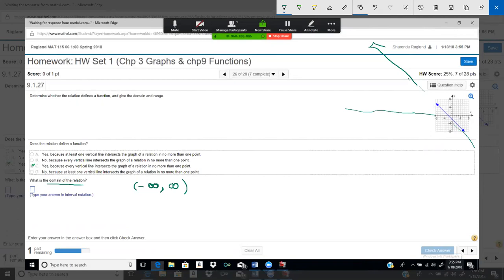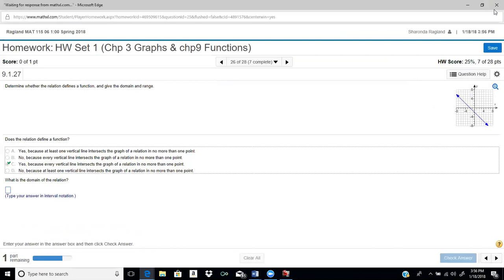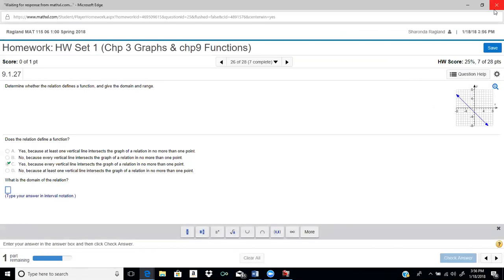So all real numbers. In interval notation form, it's negative infinity, comma, infinity, and it's open brackets. Remember, this is an open bracket, because you cannot close infinity. All right, so let's go back and put it in.